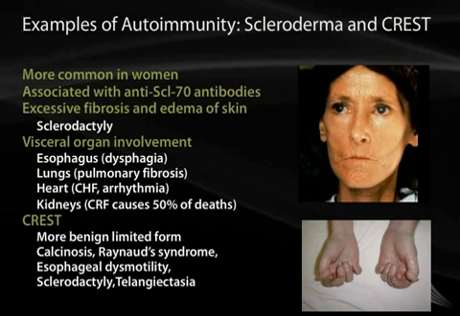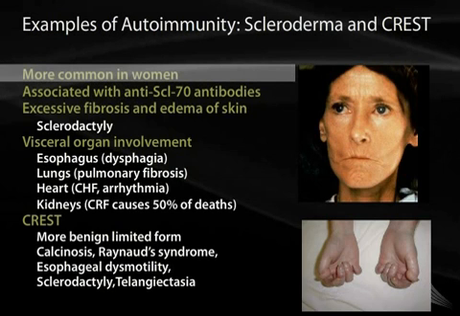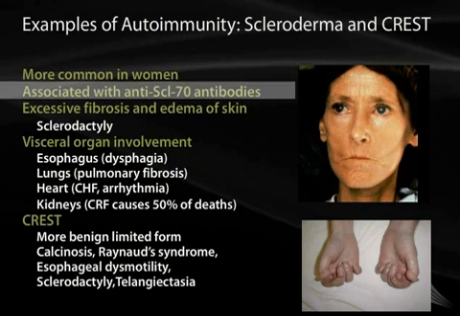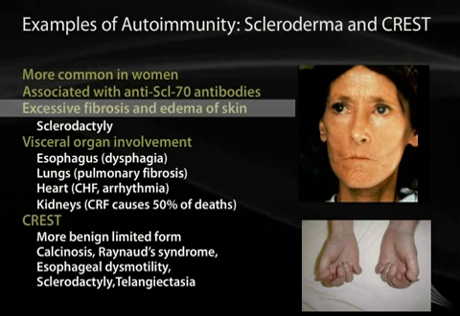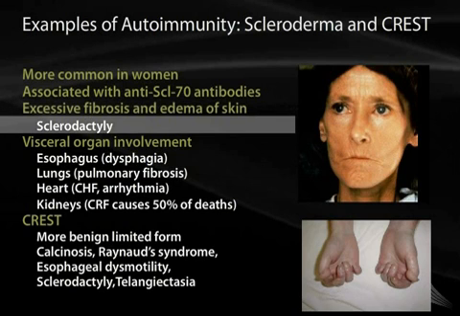Scleroderma and CREST are kind of similar, both similar diseases along the same spectrum. More common in women, both of them. Scleroderma has been associated with anti-SCL70 antibodies. They get excessive fibrosis and edema of the skin. So you can see here a couple of pictures. On the upper picture, you see the tightness around the lips and the cheeks. That's characteristic of scleroderma, that fibrosis and tightening of the skin. You also see sclerodactyly, as shown in the bottom picture, where the fingers curl up and the patients are unable to fully extend their fingers. That's a marker of scleroderma.